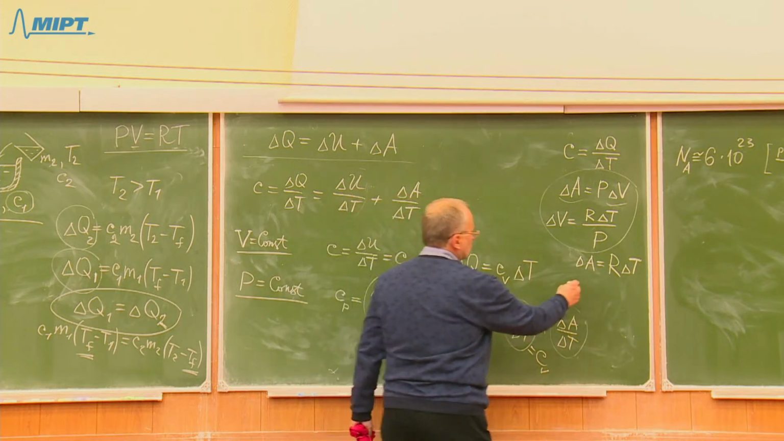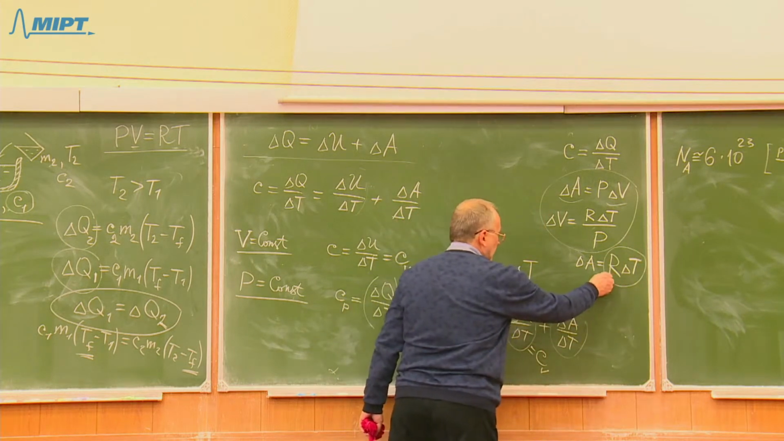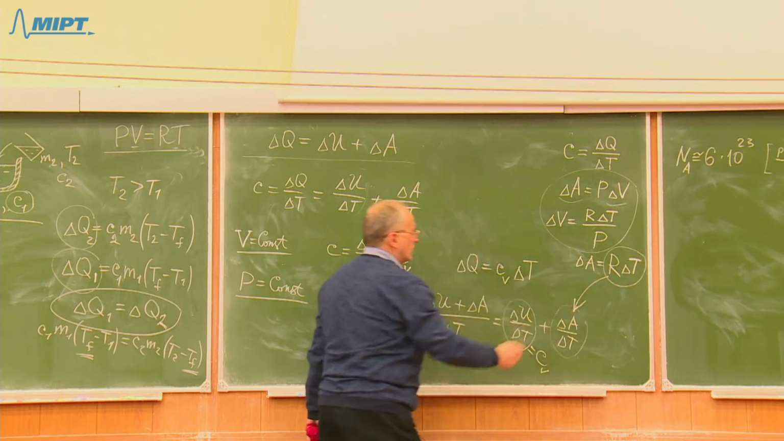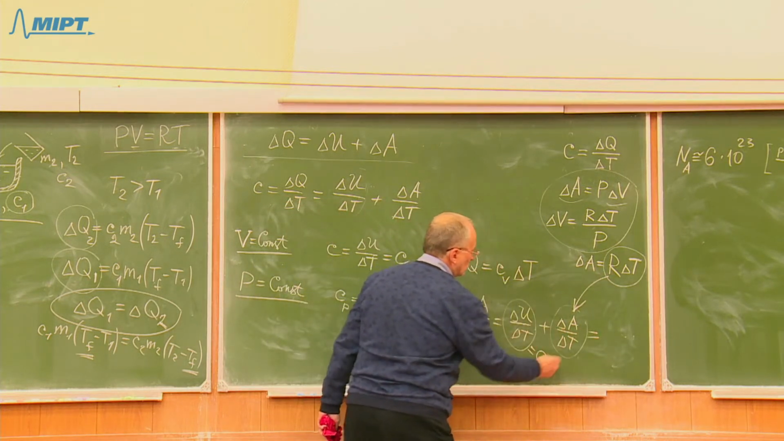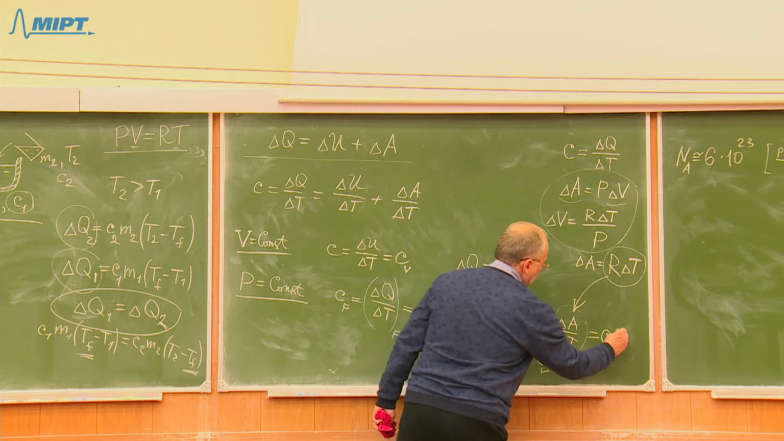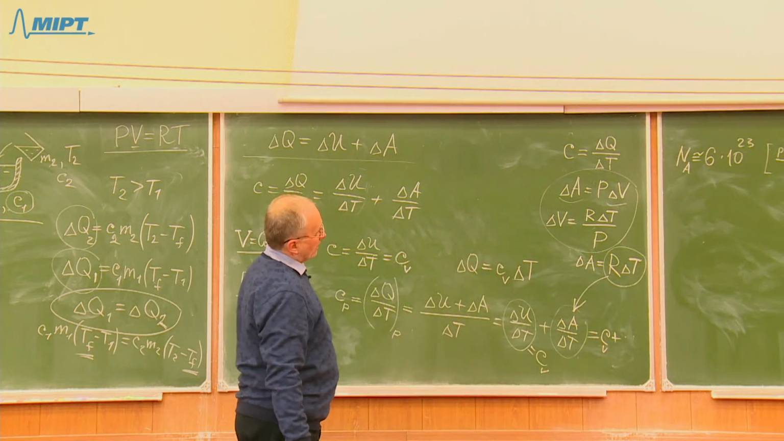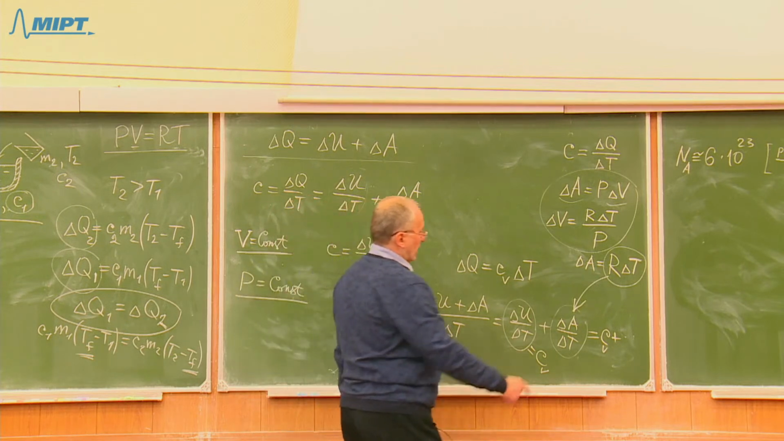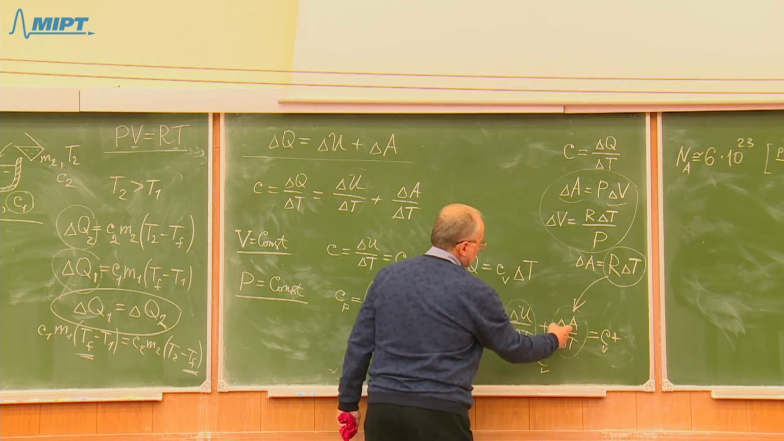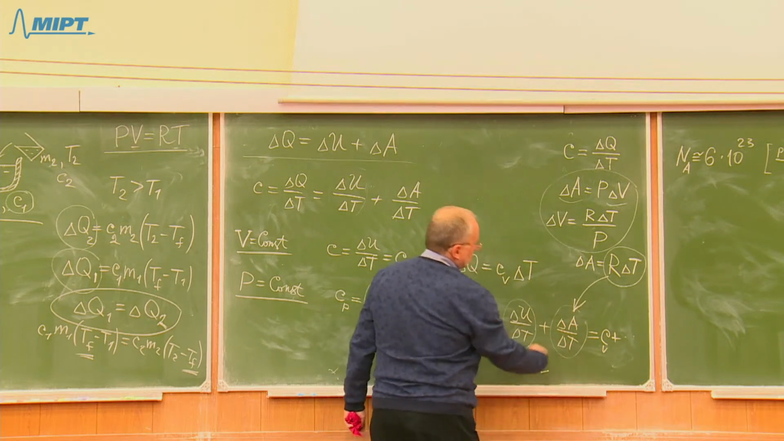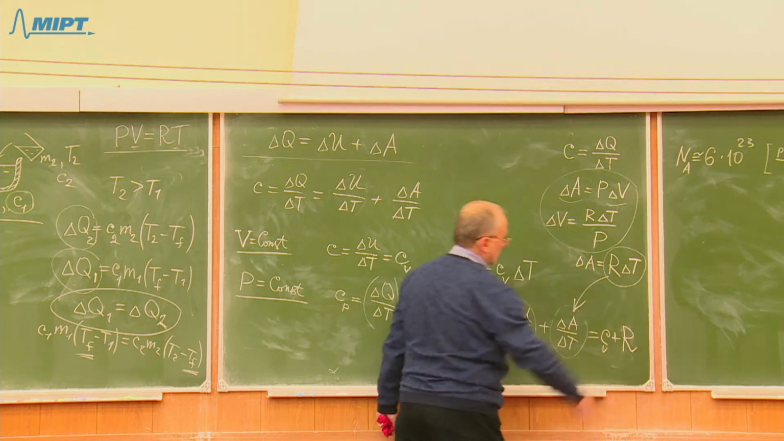So the work produced under such conditions of constant pressure may be substituted here in this equation, and we will obtain finally the first term equal to CV, the molar heat capacity under the constant volume. And if we substitute this expression R delta T here for delta A and divide by delta T, we will see that delta T cancels, and what remains here is the universal gas constant.